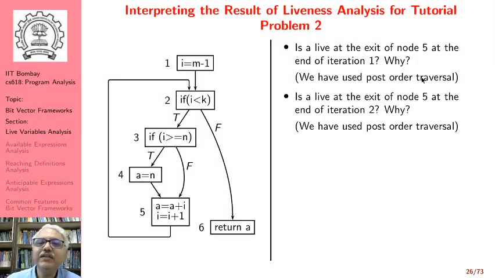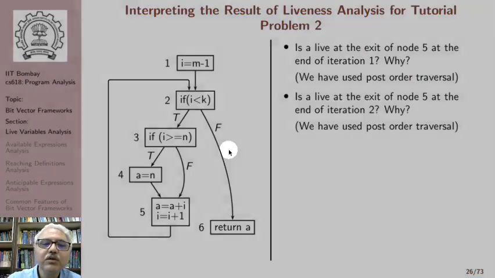Is A live at the exit of node 5 at the end of iteration 2? So we are once again asking a question. When we iterate over this graph for the second time, do we get A as live here? The answer is yes, because in the first iteration A becomes live at the exit of 2 and it becomes live at the entry of 2. This happens in the very first iteration. So in the second iteration, when we compute out of 5, we will take the value from in of 2, which already includes A, and therefore variable A is live at the exit of node 5 in iteration 2.